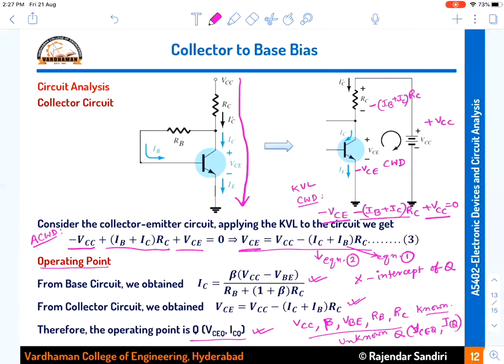So what is the procedure that we followed to calculate this VCEQ and ICQ? Just by applying the KVL to the input circuit and KVL to the output circuit. KVL to the input circuit, you calculate IB and IC. KVL to the output circuit, you calculate VCE. Okay, so like that. I hope you understood the operating point derivation for the collector to base bias circuit diagram.